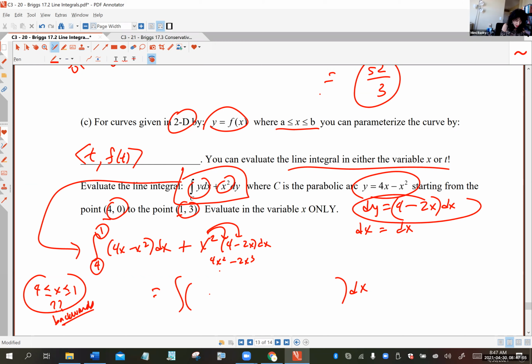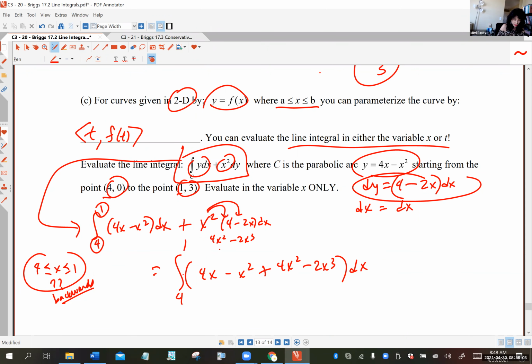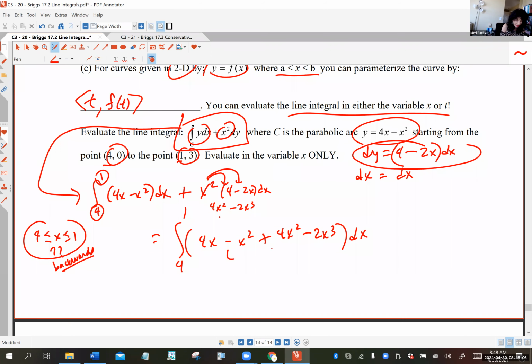And what do you have? 4x minus x squared plus 4x squared minus 2x cubed, going from 4 to 1. And I like to combine my like terms just because it's a little bit more streamlined, so I can combine those two middle terms, the x squared terms. And when I anti-differentiate, I get 2x plus x cubed minus x to the 4th over 2. And you're going to go from 4 to 1.